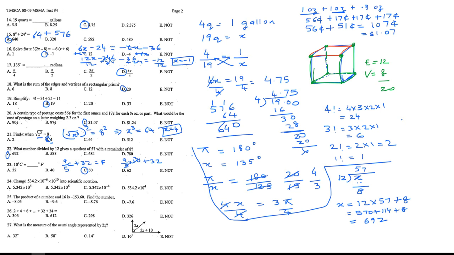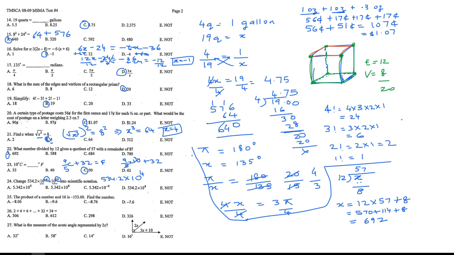Question 24. Change 534.2 into 10 to the power minus 6 into 10 to the power 10 into scientific notation. So in this question, let's first take care of 10 to the power minus 6 into 10 to the power 10. When the bases are same, we can add the powers. So what is the sum of minus 6 and 10? That's 4. So basically we have 534.2 into 10 to the power 4.